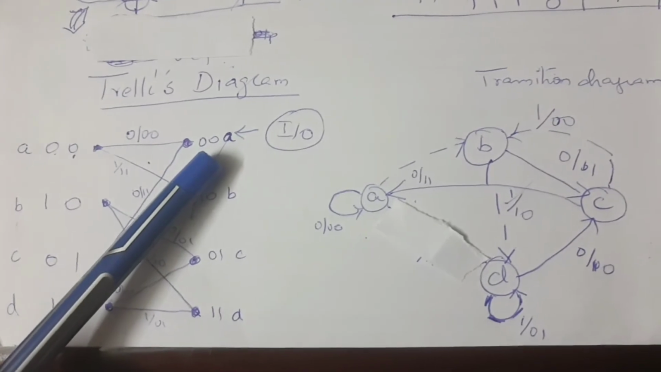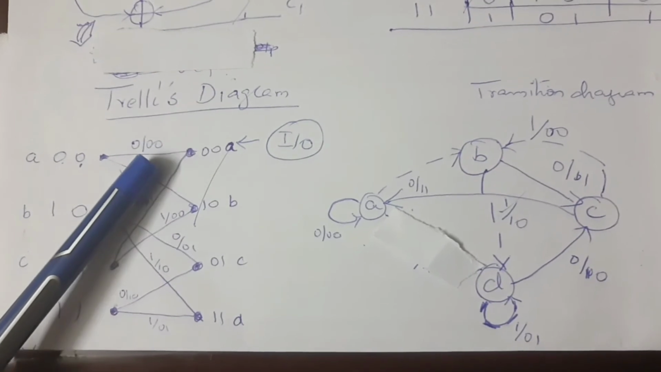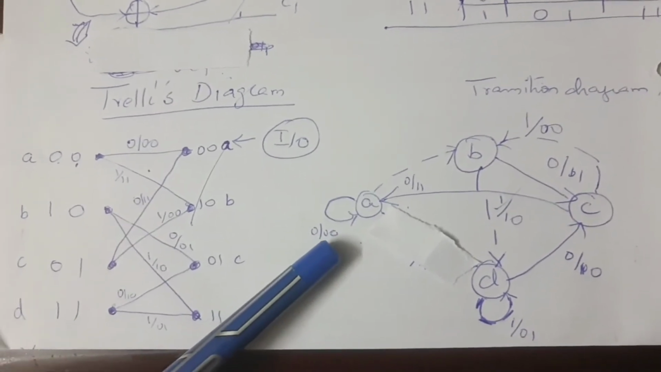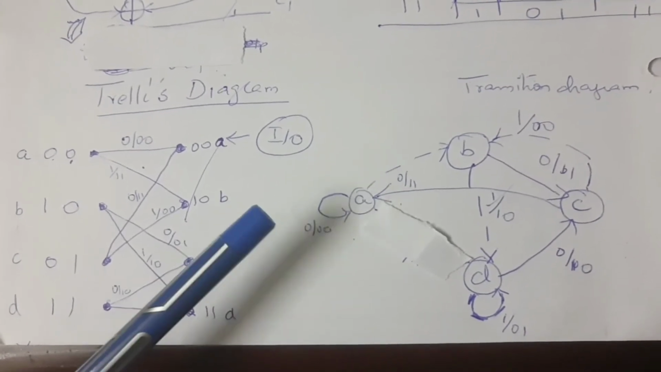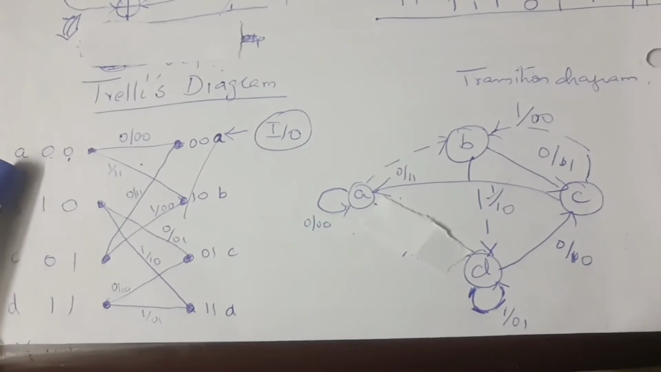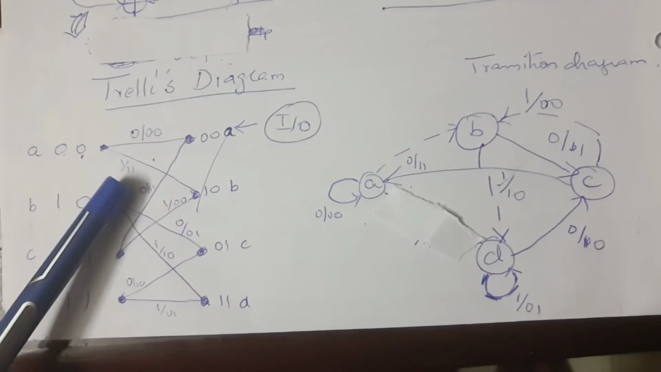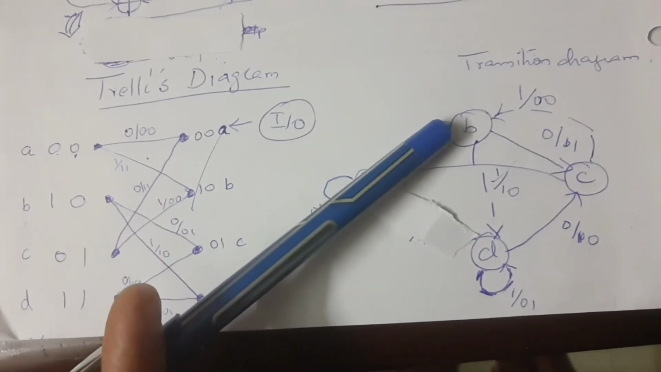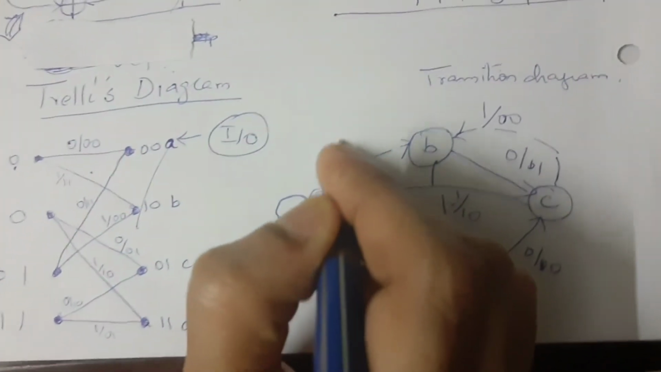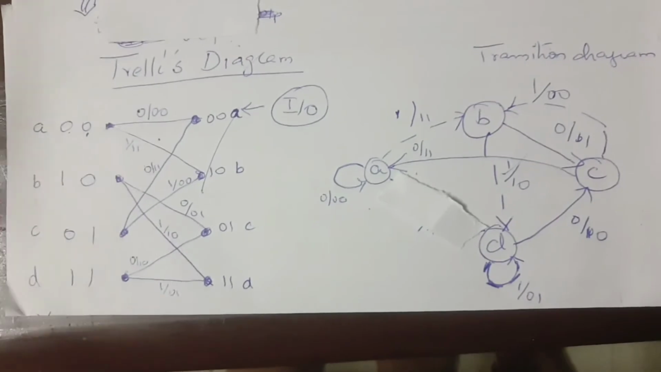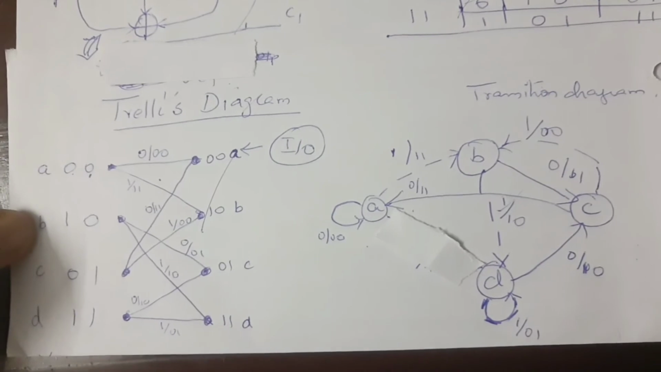A is moving to A under the condition input is 0, output produces 0, 0. Wherever you have input 0, you mention it as a darkened line. Whenever we have the input 1, we mention it as a dotted line. A is moving to B, 0, 1, under the condition 1, 1, 1. A is moving to B, dotted line, because it is representing input 1 and output is 1, 1. Okay. Next we go for the level 2, 1, 0. It is representing B state.